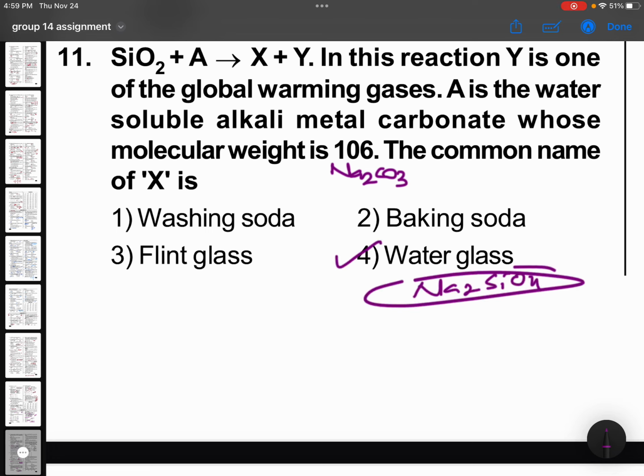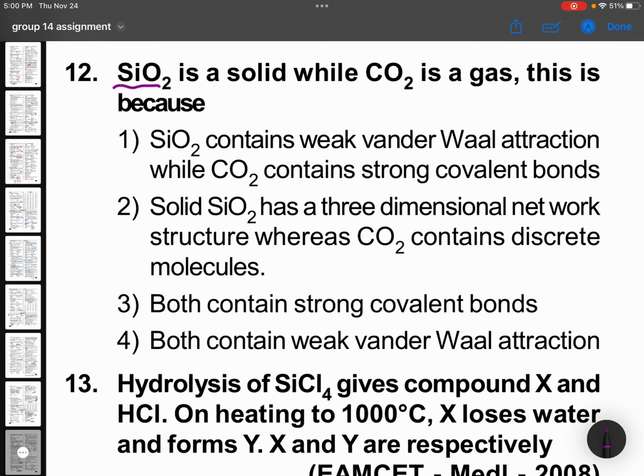Where are we now? 12th question. SiO2 is a solid while CO2 is a gas. This is because SiO2 has a polymeric tetrahedral giant molecular structure. 12th question, option 2.